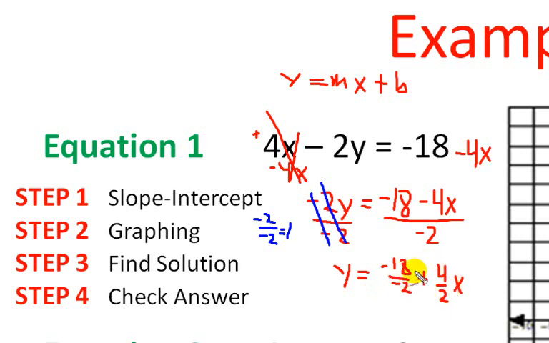So now when I simplify this, I know I want it in the form y equals mx plus b. So I'm going to go ahead and put this term over here in front. So I'm going to have y equals, 4 divided by 2 will give me 2x. And then right here I also have a double negative, so this is going to turn into plus 18 divided by 2 will give me 9. So this is my first equation in slope-intercept form.